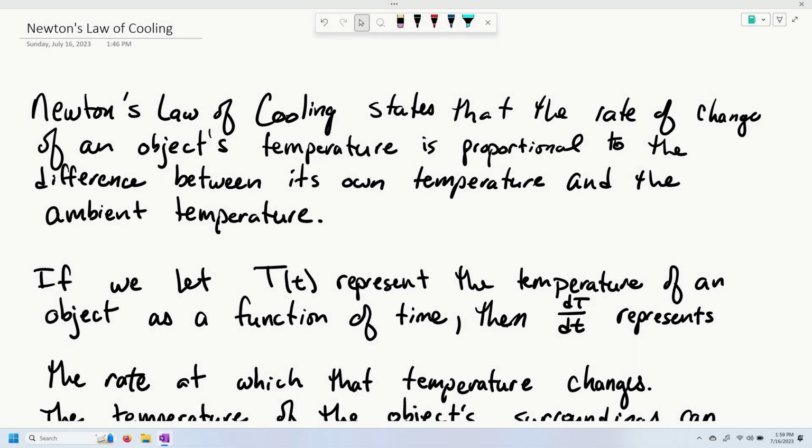In this problem, we're going to be looking at Newton's law of cooling, which is another separable differential equation. Newton's law of cooling states that the rate of change of an object's temperature is proportional to the difference between its own temperature and the ambient temperature.